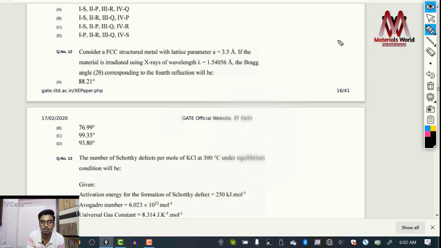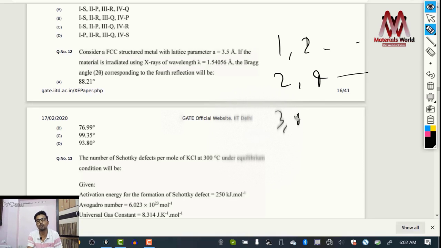Okay, by the way you can find out. For simple cube it is 1 2 3, for BCC it is 2 4 6, for FCC it is 3 4 8 11 12 16 so on.